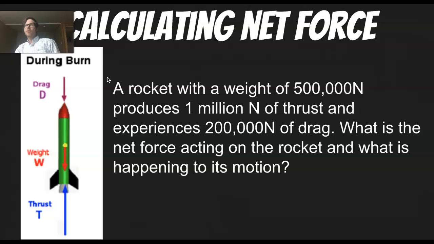Okay, so let's go to a rocket example. Imagine we've got a rocket with a weight of 500,000 newtons. And keep in mind that is a force. That's the force of gravity. And the rocket produces 1,000,000 newtons of thrust and experiences 200,000 newtons of drag. What is the net force acting on the rocket, and what is happening to its motion?